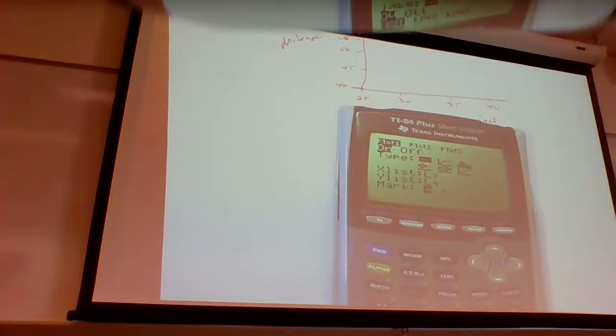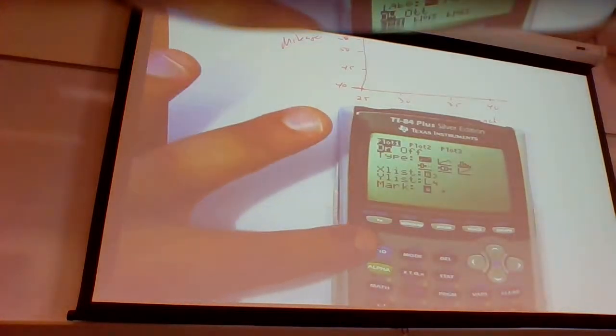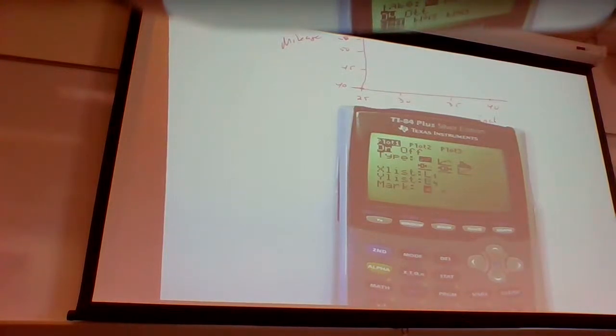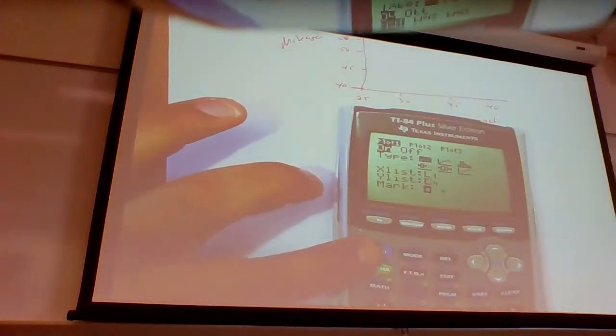So let's make sure it's on. Choose the scatter plot. Push down. Where are my X's? So how do I do list 1? Second 1. Enter. Where's my Y's? Second 2.